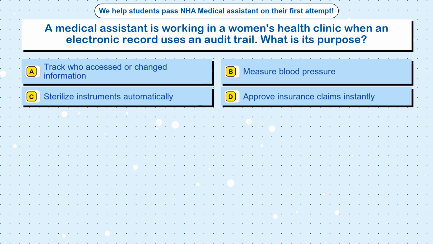Question 32. A medical assistant is working in a women's health clinic when an electronic record uses an audit trail. What is its purpose? Option A, track who accessed or changed information. Option B, measure blood pressure. Option C, sterilize instruments automatically. Option D, approve insurance claims instantly.